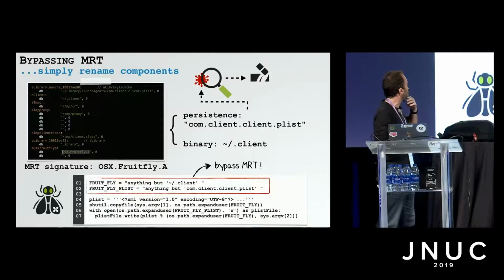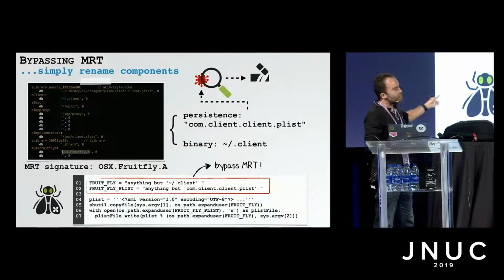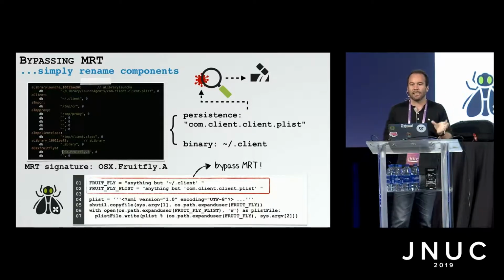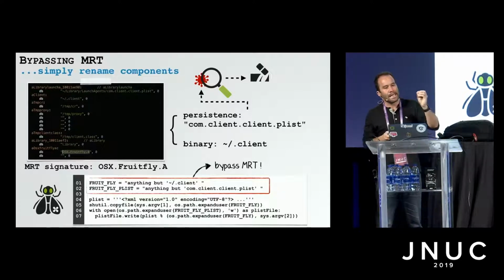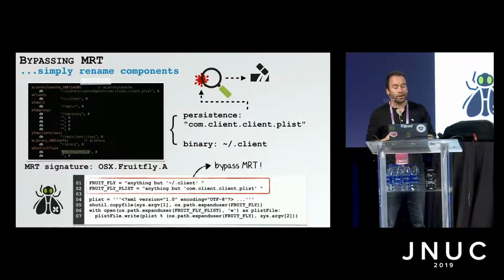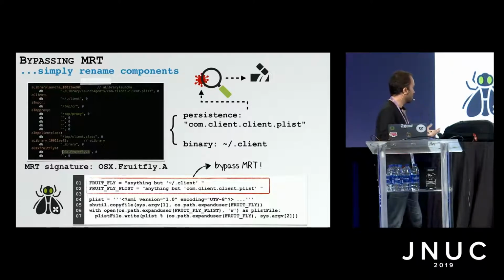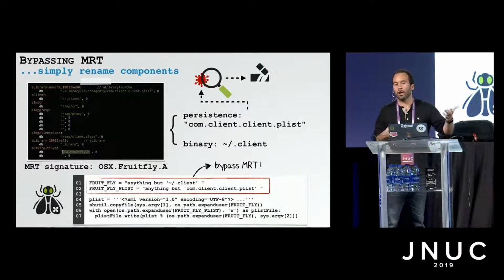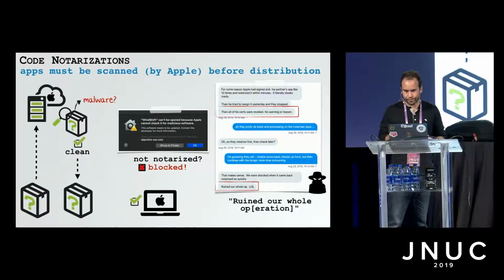For example, a signature for FruitFly. If we look, though, at the signature, we can see that the signature is detecting FruitFly based on its name and path. This means all the hacker has to do is either rename the malware or rename the persistence path. It's very easy to do. And then MRT will no longer detect and remove this malware.